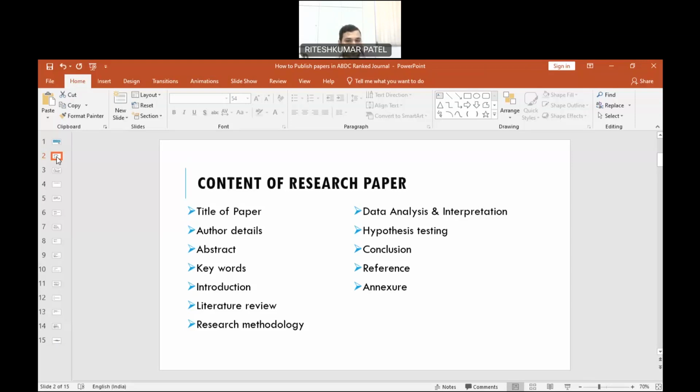Next is the references. I need to have them in APA style or MLA, whatever style is preferred. And then at the last, I will have the annexure. Through the annexure, I can put in supporting statements, documents, tables or data.